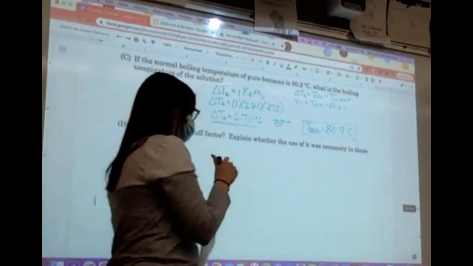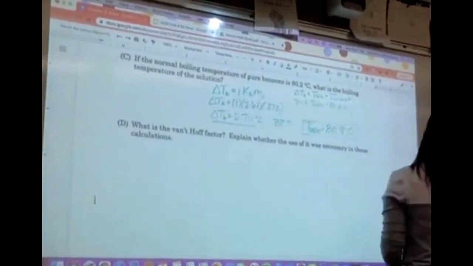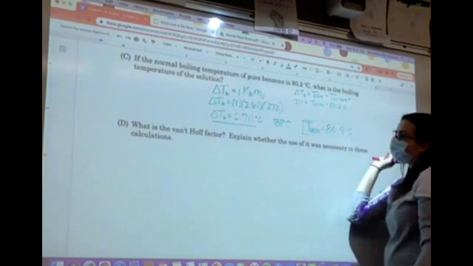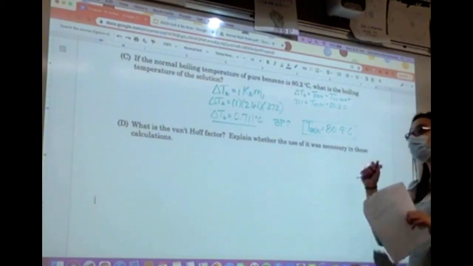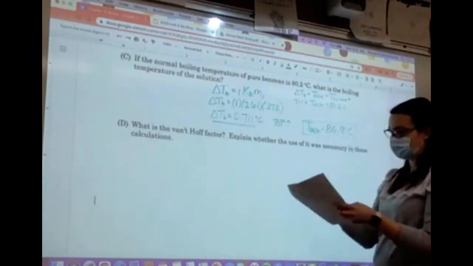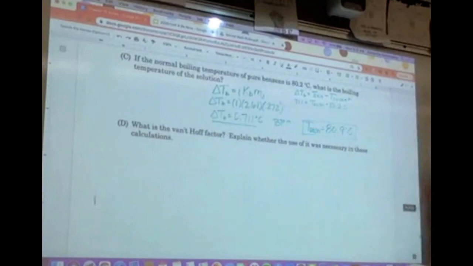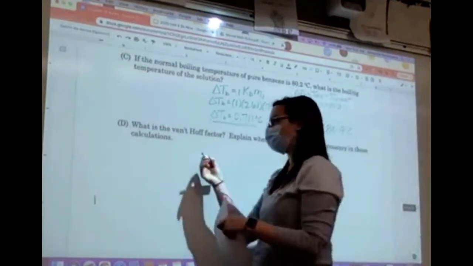So that's the math. Now I want to look at part D. And this is where a lot of the questions came in video 14. It asked about the van 't Hoff factor. So we're going to talk about the van 't Hoff factor, and then we're going to talk about probably the most important thing on this whole page, and something that's going to be useful for us moving forward. So this asks, what's the van 't Hoff factor? Explain whether using it was necessary in this calculation.